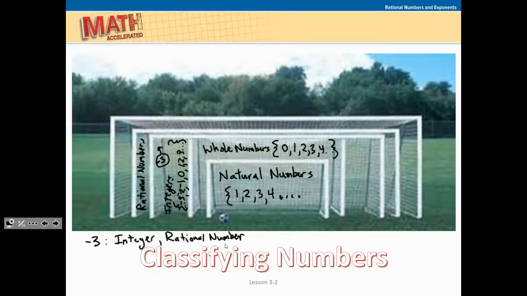So let's try one more number while we're looking at the goals here. Let's say I chose the number 0. Which goal would you shoot it in? And after you scored, which other goals would it be inside? I guess another question is, which goal wouldn't it be inside? Okay, so if I took that ball and shot it, I would shoot it in the whole numbers. That ball with a 0 on it would go to the whole number goal. And which other goals would it be in? It's a whole number. It's also an integer.